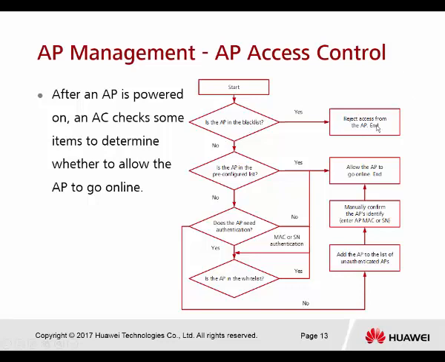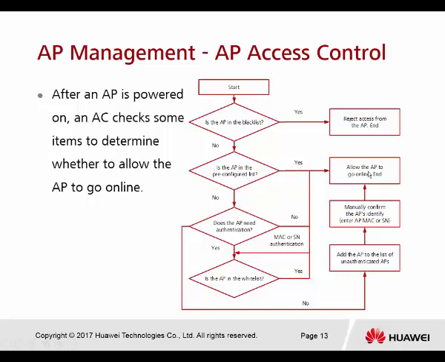So the AP will always fail to form the connection with your controller. If you never configure any blacklist, you go down here. Is the AP in the pre-configured list? So did we configure anything for this AP? Like, did we do any authentication, or do any registration on the controller?